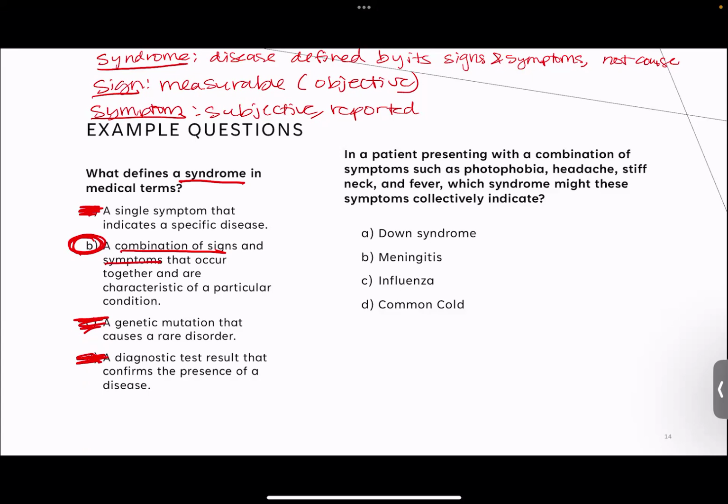In a patient presenting with a combination of symptoms such as photophobia, headache, stiff neck, and fever, sound familiar? It should, because this is meningitis, okay? Which syndrome might these symptoms collectively indicate? Meningitis. I mean, I just said it earlier, but I don't expect you to necessarily be aware of the specific syndromes just yet. We'll definitely get into some of the more specifics of it later on, but this is just allowing us to associate meningitis as being a syndrome.